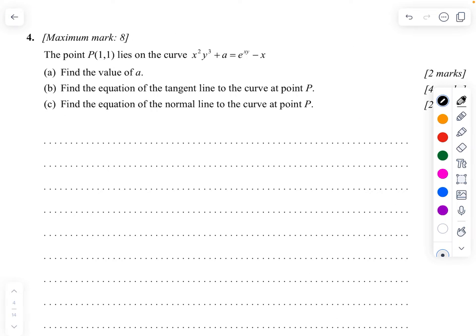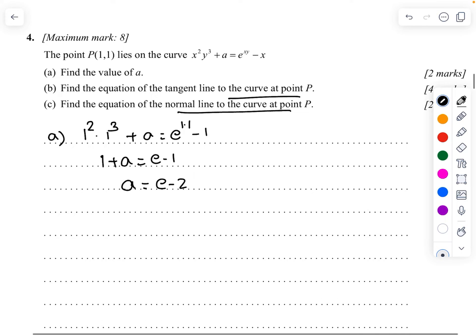The point (1, 1) lies on this curve. Find the value of a. So substituting (1, 1): 1 squared times 1 cubed plus a equals e to the power 1 times 1 minus 1. So 1 plus a equals e minus 1. So a equals e minus 2. Find the equation of the tangent line and the equation of the normal line.